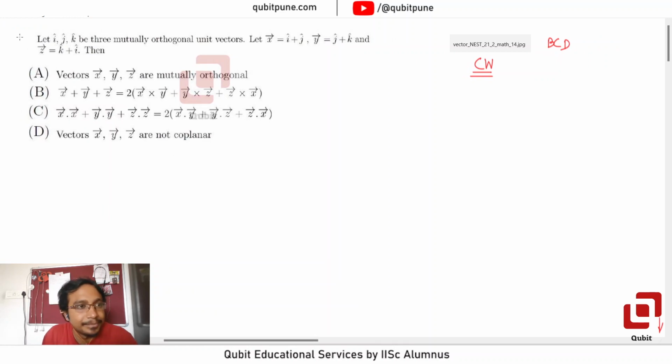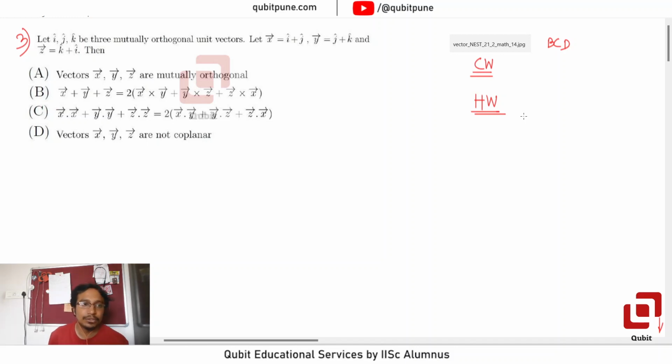Question 3. Now I thought of giving this problem to you as classwork problem. This is also a multiple select question from NEST 21, but is it okay if I give this to you as homework, because we are running out of time? The question is simple. Let I, J, K be 3 mutually orthogonal unit vectors. Let x bar be I plus J, y bar be J plus K, z bar be K plus I. And we just have to look for all the options, because we know their representations.